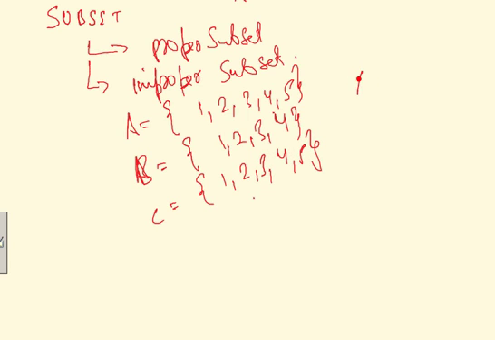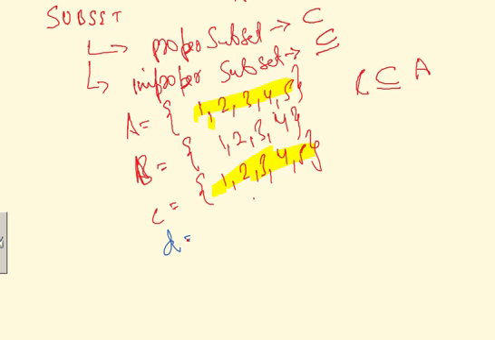I can say C is a subset, and a proper subset will have this symbol. Okay, an improper subset will have this symbol with equal to. So C is an improper subset of A. That means the elements can be fewer or equal to A. Now here, if you could see, your C and A have the same elements, okay?